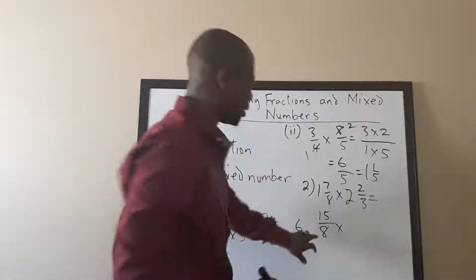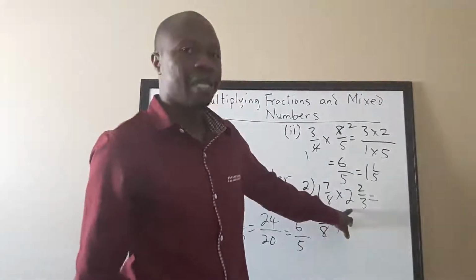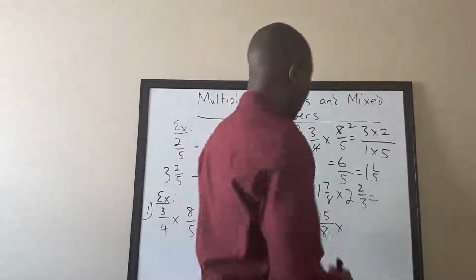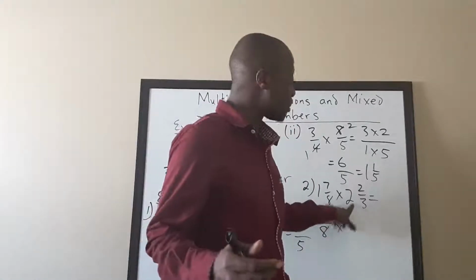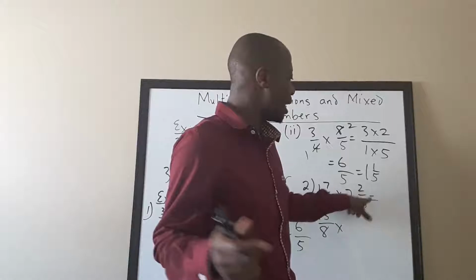My denominator is not changing. 3 times 2 is 6. 6 plus 2 is 8. That is 3 times 2 is 6. 6 plus this 2 is 8. 8 over 3.